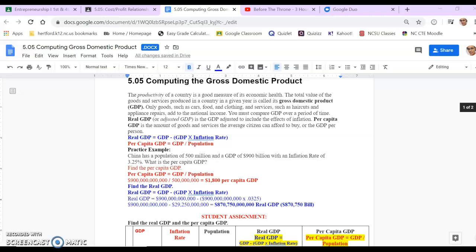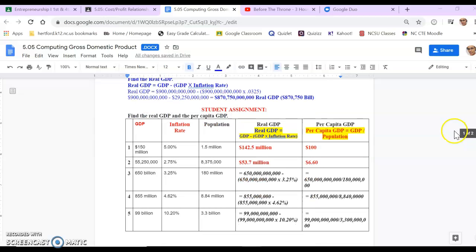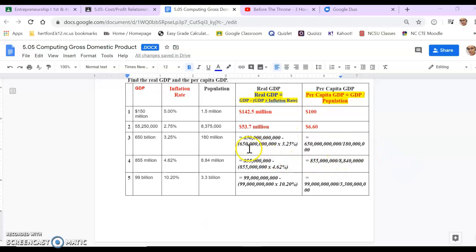So this is the activity that I have you guys looking at. And I did this because, one, we're not in the classroom, and it's easier for me to explain to you guys what we're doing physically in the classroom. But since we're not, I went on ahead and I filled in the chart for you guys. So they're asking you to compute real GDP and per capita GDP. And it's actually giving you the formula here and in each section, and I've highlighted it.